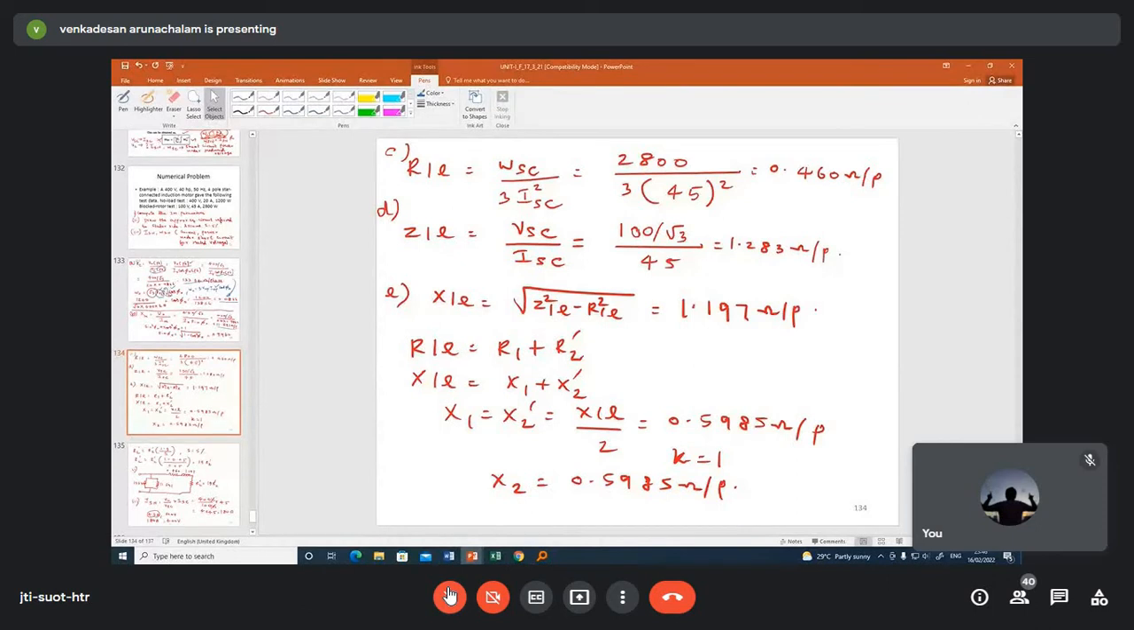So using the values of R1E and Z1E, we can compute the value of X1E. X1E is equal to the root of Z1E the whole square minus R1E the whole square. So you substitute and simplify, and you get X1E as 1.197 ohm per phase.